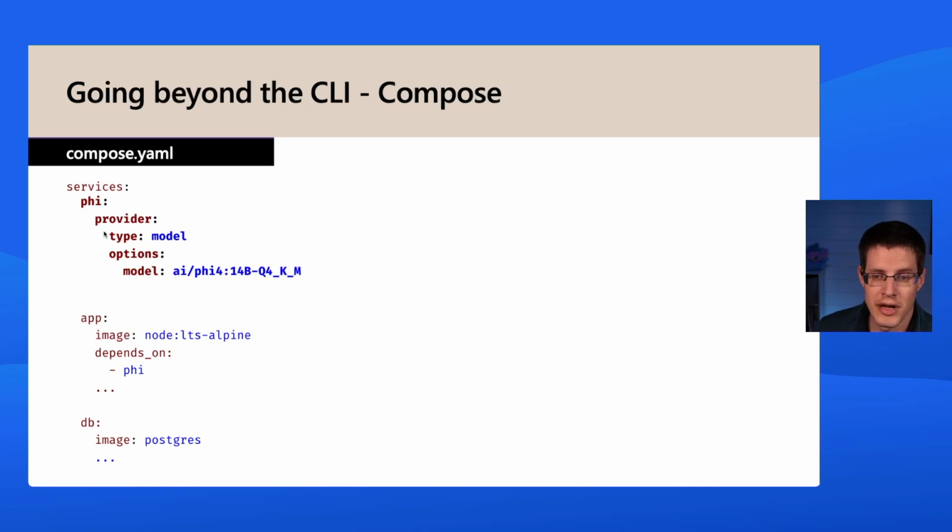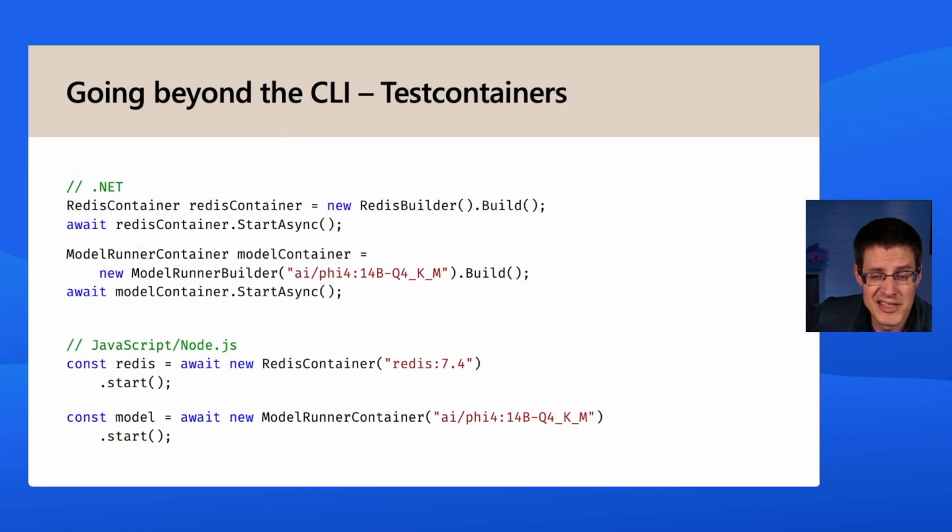And now with this, when I do a Docker Compose up, it's not going to just spin up my app and database, but hey, my app depends on this model. So this model will be pulled and will be available for me to use before the app spins up. And in Testcontainers, again, I can use the Testcontainers framework to do integration testing and ensure that I've got the model runner containers available for me to use as well.